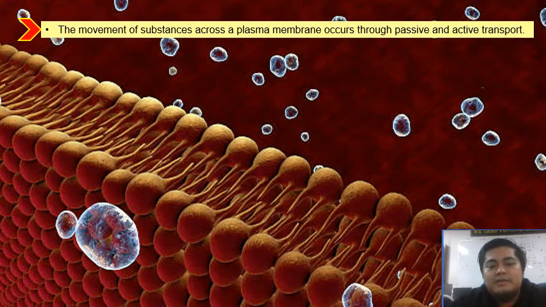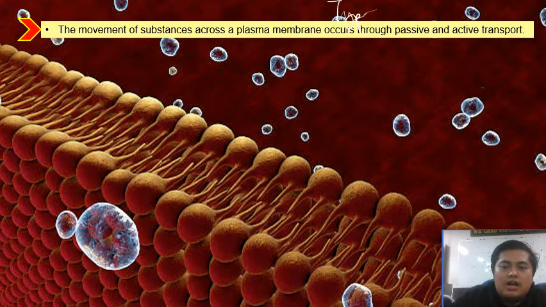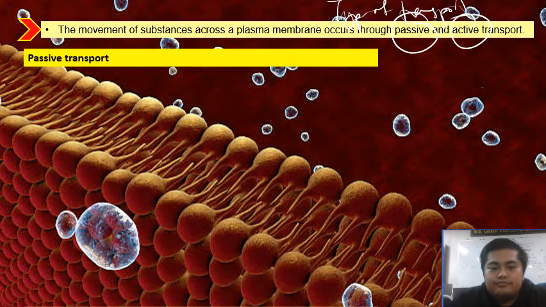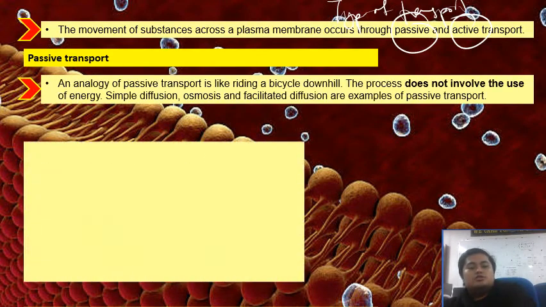So the movement of substances across a plasma membrane occurs through passive or active transport. So kalau dia tanya type of transport, kita ada dua, iaitu passive dengan active transport. So, passive transport. The analogy of passive transport is riding a bicycle downhill. The process does not involve the use of energy. So the examples of passive transport are simple diffusion, osmosis and facilitated diffusion.